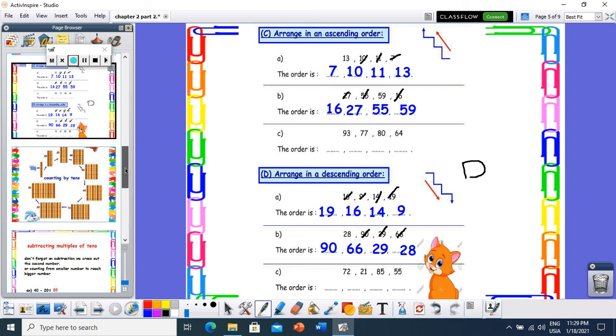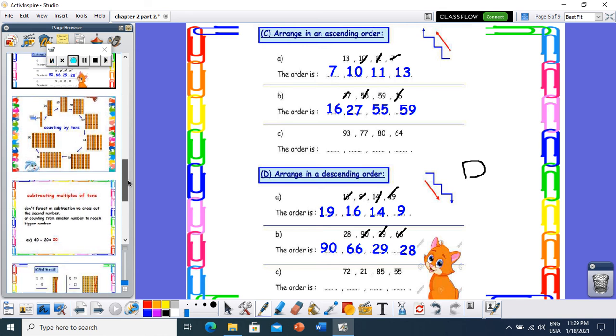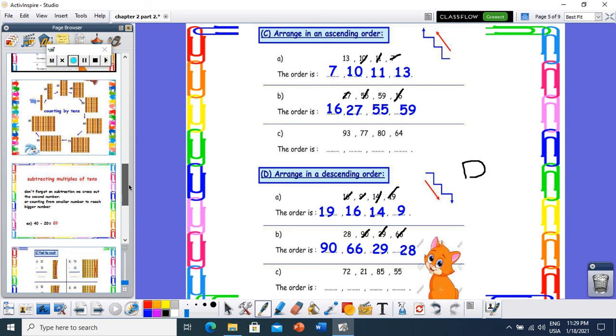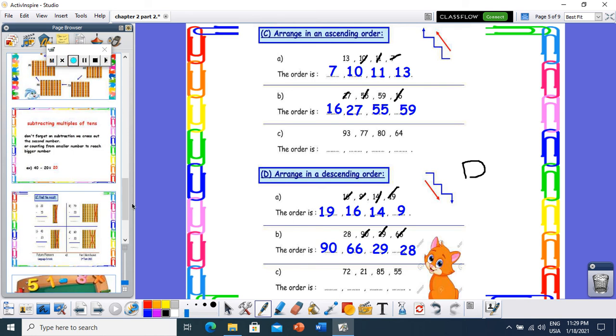Now guys, I think it's so easy to arrange numbers in ascending and descending orders. Don't forget, in ascending I start to arrange the numbers from the smallest to the biggest, but in descending we organize them from the biggest to smallest.